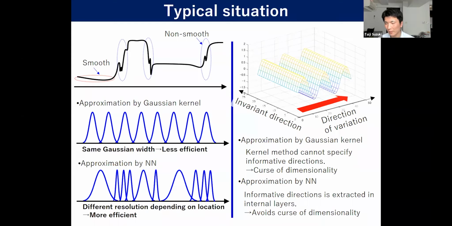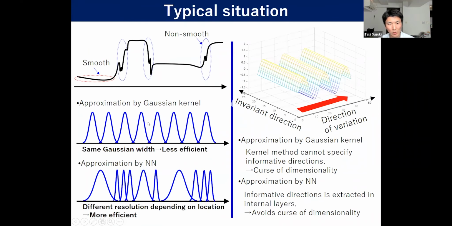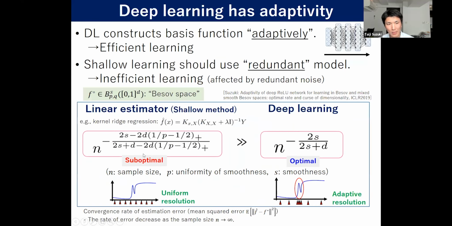However, if you use a kernel method, there doesn't appear a feature extraction layer. So it cannot find an informative feature. So then it suffers from the curse of dimensionality. Okay, so here is the result. First, let us consider the situation on the left-hand side. As I said, that situation corresponds to the setting where the true function is included in a Besov space. In these situations, deep learning achieves this learning rate, where n is the sample size, s is the smoothness of the target function, the true function, and d is the dimensionality of the input.